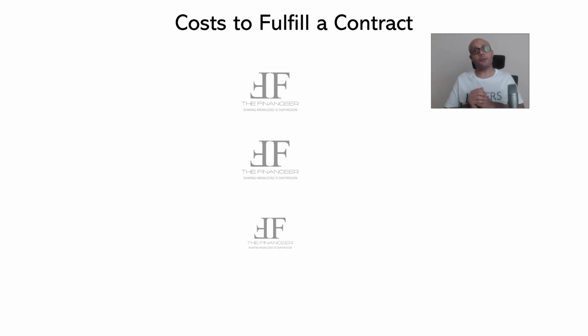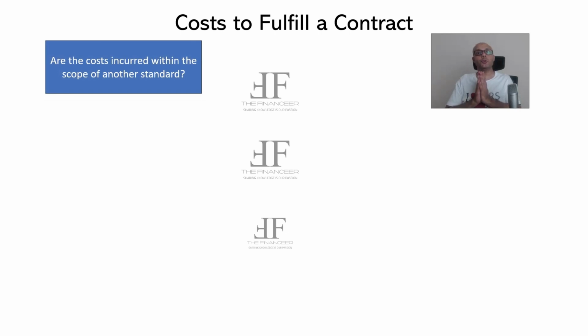The second type of contract cost that's covered by IFRS 15 is related to the cost to fulfill a contract. And in order to consider the cost under this category, you have to go through a series of questions that we are going to follow one by one. The first question that you need to ask is, are the costs incurred within the scope of another standard? Because if this cost is related to another standard other than IFRS 15, you need to consider this cost under that standard that's relevant to this cost.